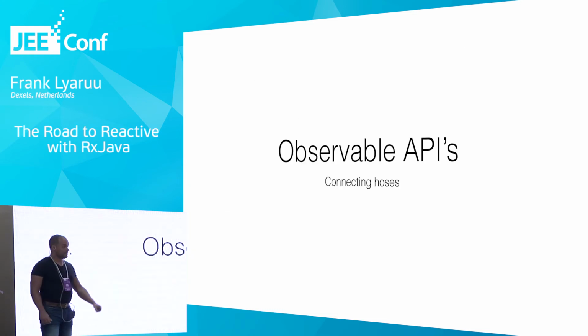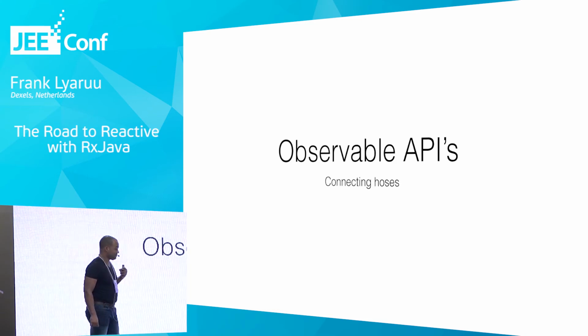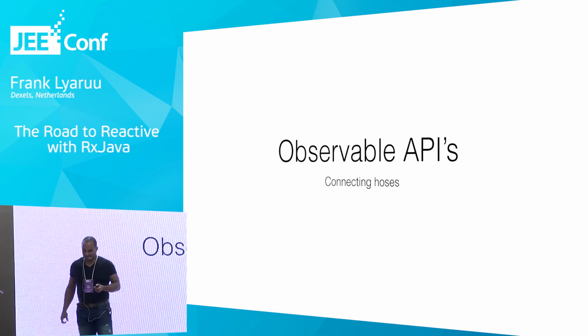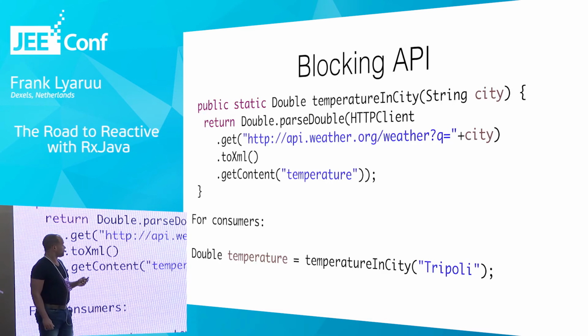So another aspect of RxJava, what I think is really powerful, is making APIs observable. So, for example, I have this method. That's an API to get the temperature in a city, and it goes to some HTTP client, and it returns XML.